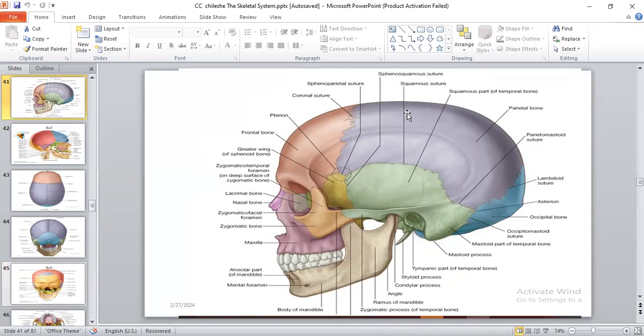So those are the bones of the calvaria. We have two parietal bones, two temporal bones, one frontal bone, one occipital bone, one sphenoid bone, and we have an ethmoid bone.